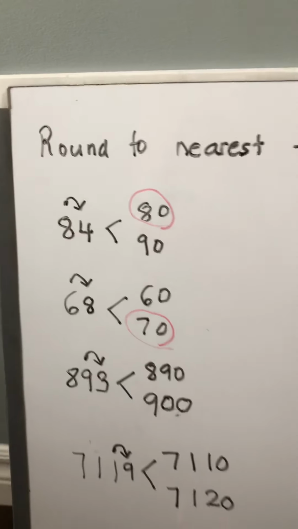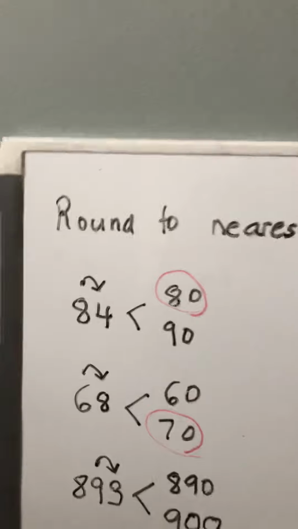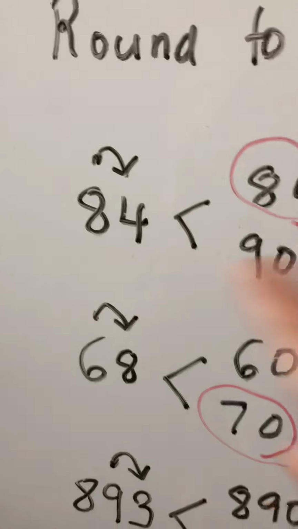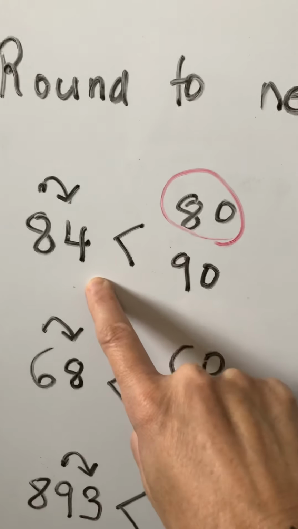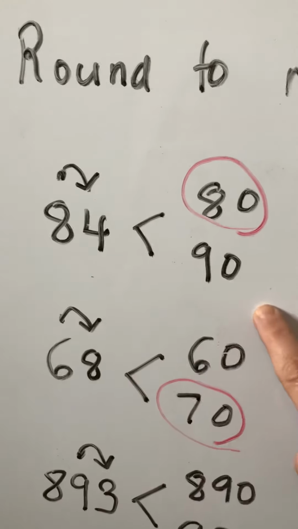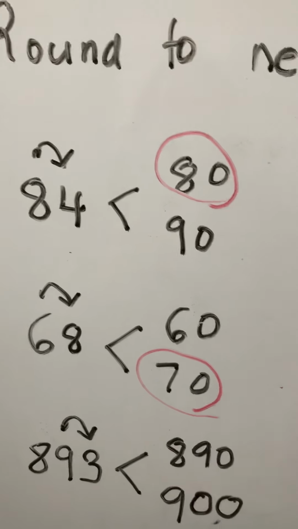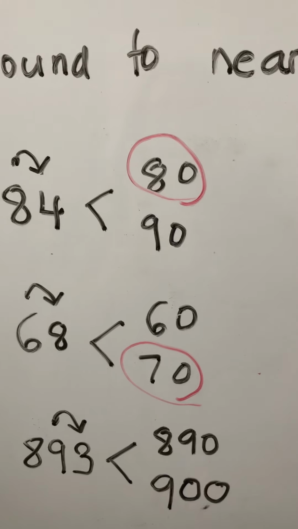Boys and girls, we're rounding to the nearest 10 again, just like we did last week. So here's the first example, 84, rounded to the nearest 10. Put your dot above the tens, and it's your units that help you decide. The rule: 5 or bigger than 5, you go to the bigger number, less than 5, you go to the smaller number. So 84, rounded to the nearest 10, will be 80.